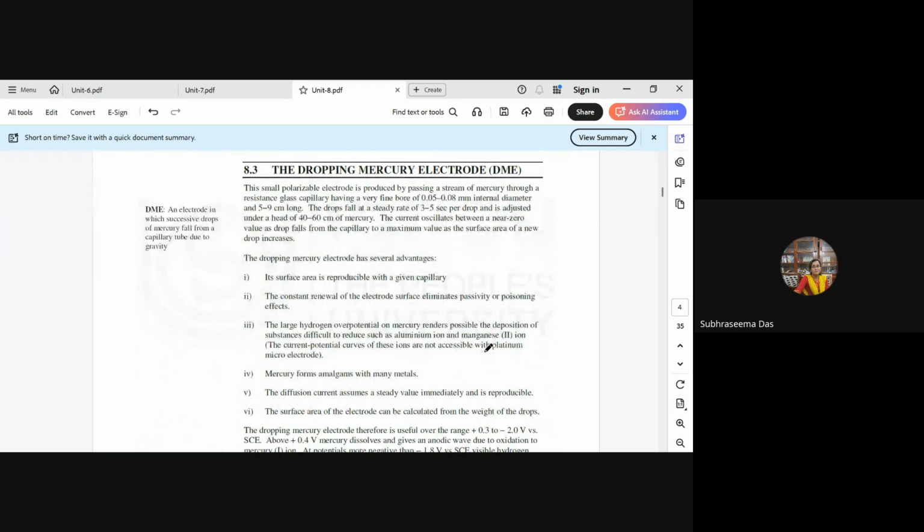Then comes the dropping mercury electrode. This dropping mercury electrode we will start in the next class. So this much for today. We'll again start with the DME in the next class.